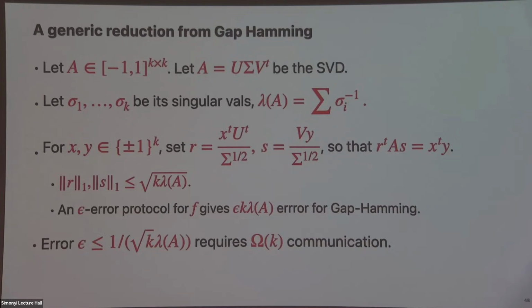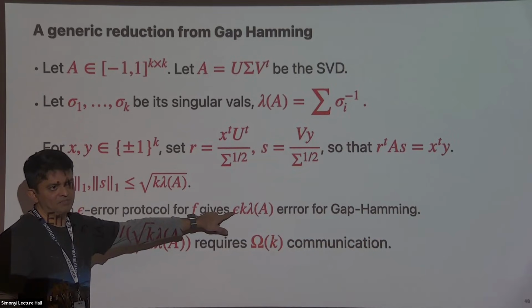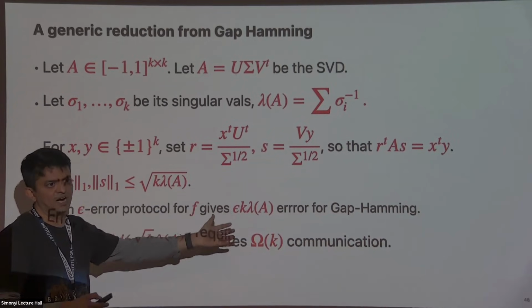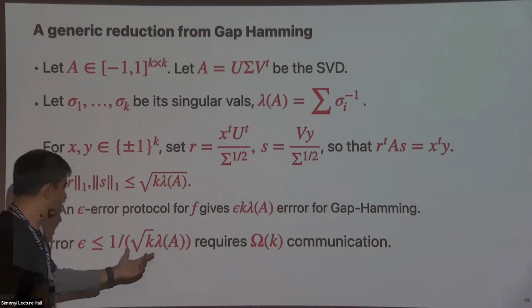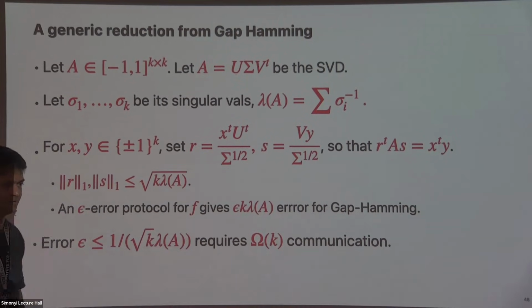So what happened to discreteness in this statement? Good, I'll come to that. So the general statement that we can abstract from it, which is unfortunately somewhat technical, is that small enough error, where small enough is 1 over square root k times lambda, right? That requires omega k communication. I basically said, what is the value of epsilon I can plug in here, which will give me square root k, because that is the hardest form of gap Hamming. It turned out to be this somewhat ugly quantity, and that requires omega k communication.